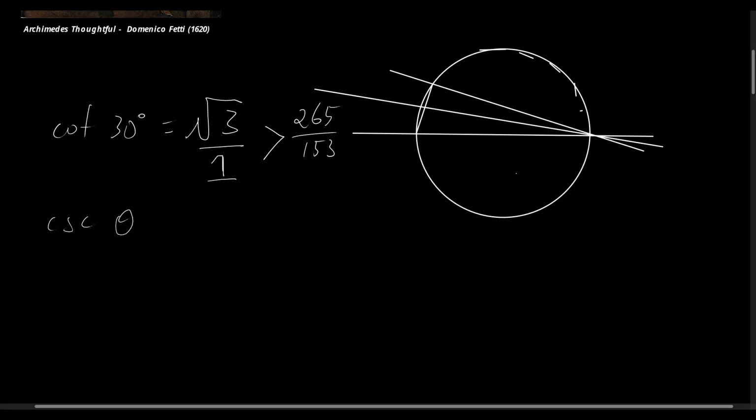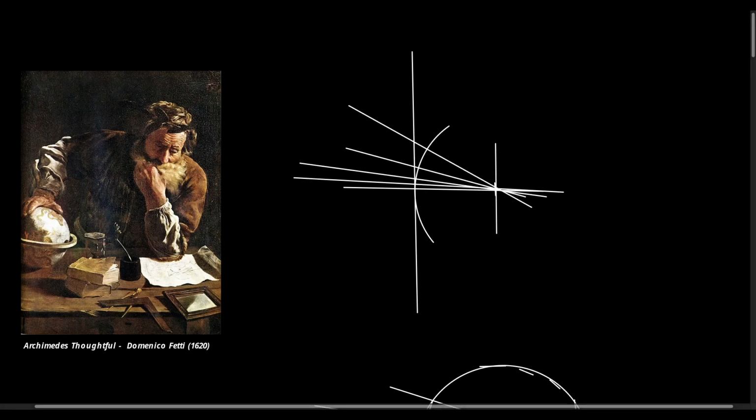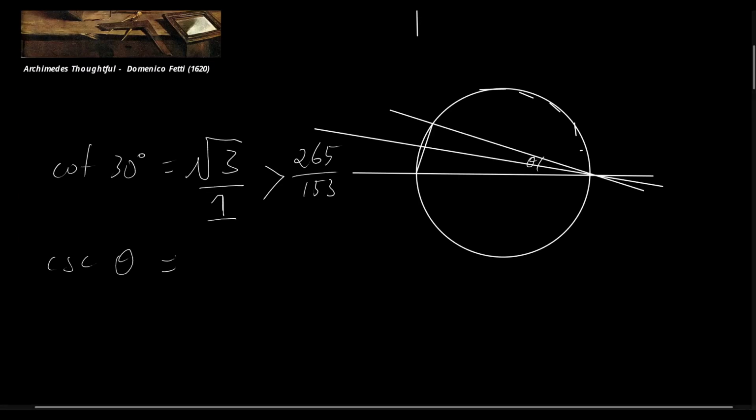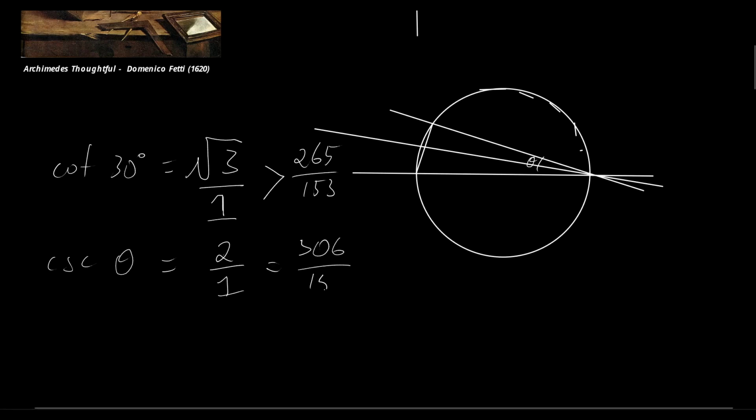And we'll call this theta. And likewise, the starting degrees was just theta, which is 30 degrees, but let's just call it theta, and that is equal to 2 over 1 in that ratio. And he gives this as 306 over 153.